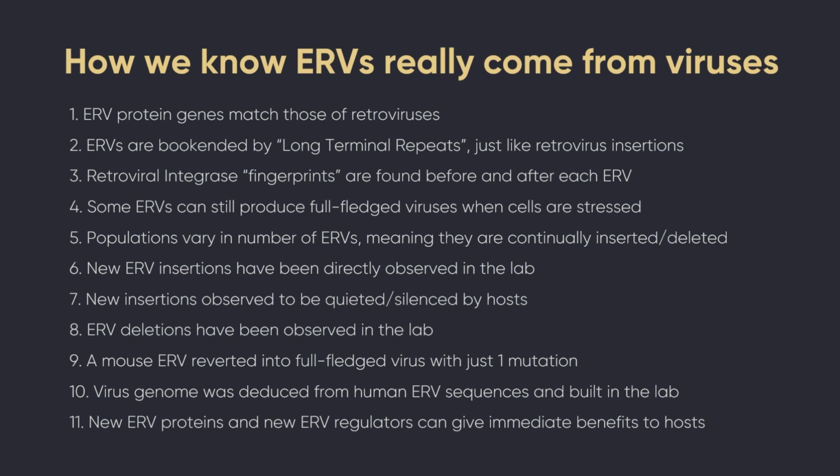It turns out that if you read his book, he doesn't really divide things like I do here, but there are 11 different, independent ways that we can tell that ERVs really came from viruses. We're going to go through all of these one by one. The first one: ERV protein genes match those of retroviruses.